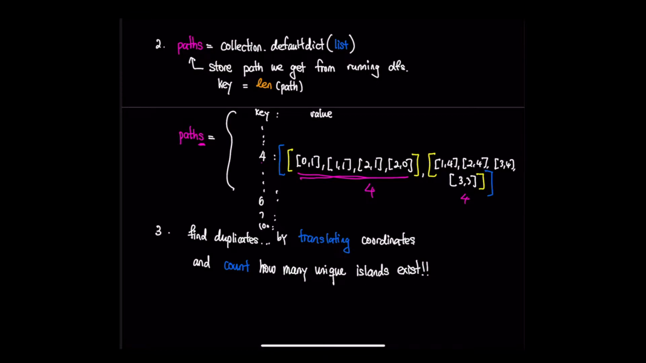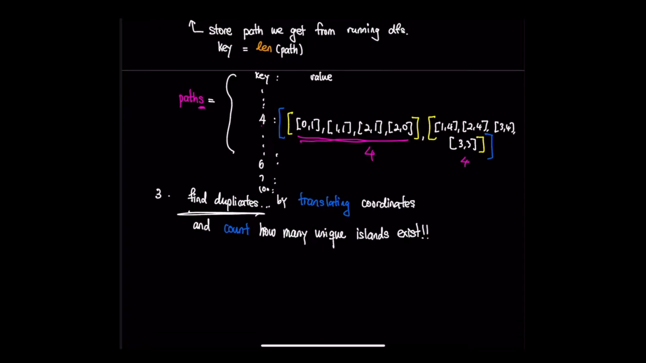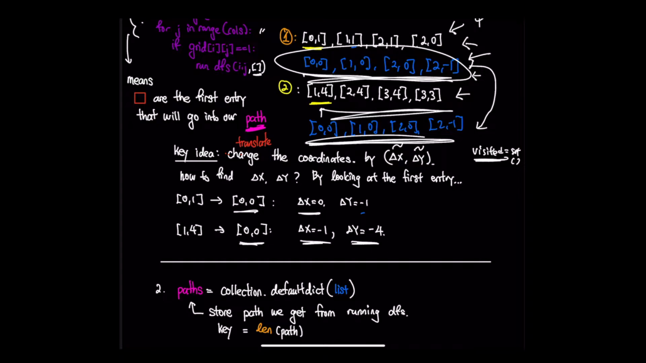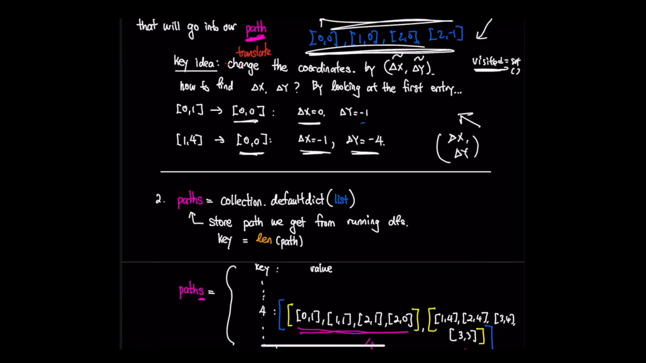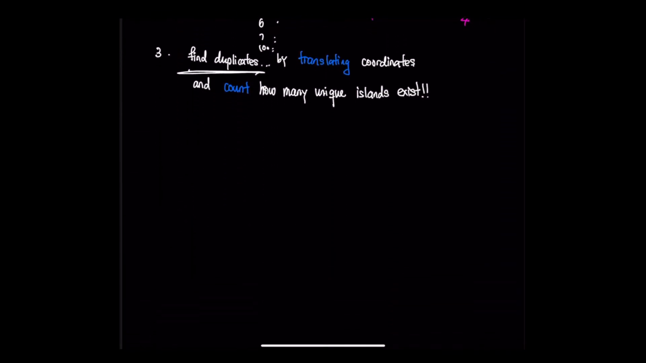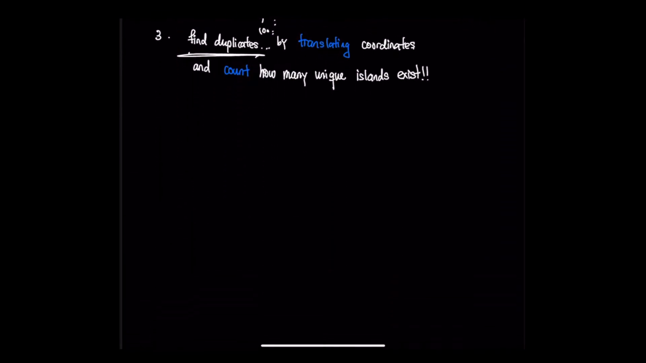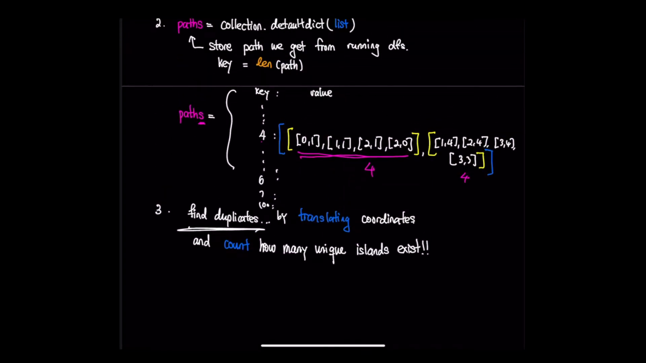It doesn't really matter. So once you build this path dictionary, the next step will be you have to find the duplicates. And that's this part, right? We have to find delta x, delta y. We apply this change, this translation, to the remaining coordinates, and then we use a set. And in the end we return the length of the set. And that's it. That's for this problem.